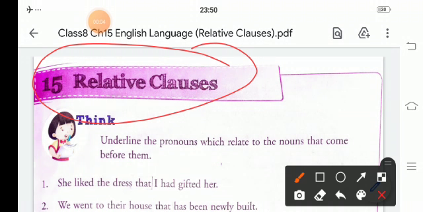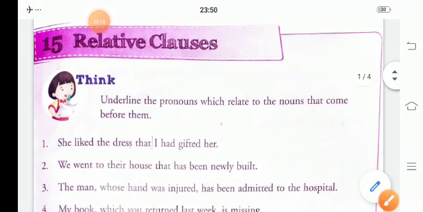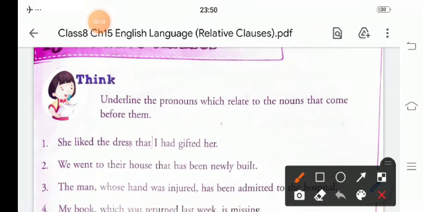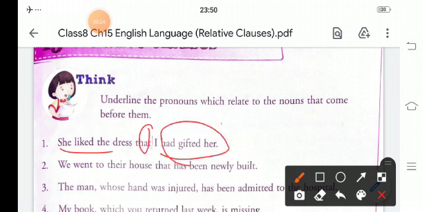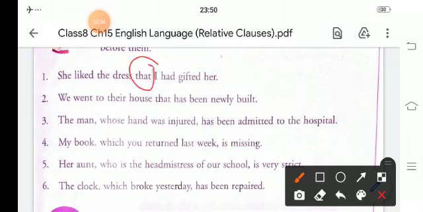Relative clauses show the relation between a noun and a pronoun. This word comes before the noun, like in the sentence in the exercise we will see: she liked the dress that I had gifted. What dress did she like? She liked the dress that I had gifted her. The word that is a relative.